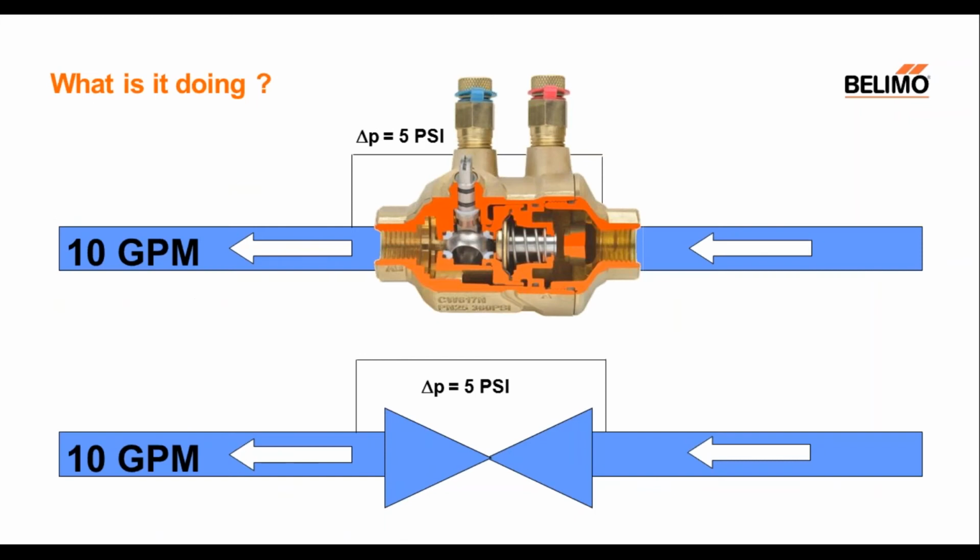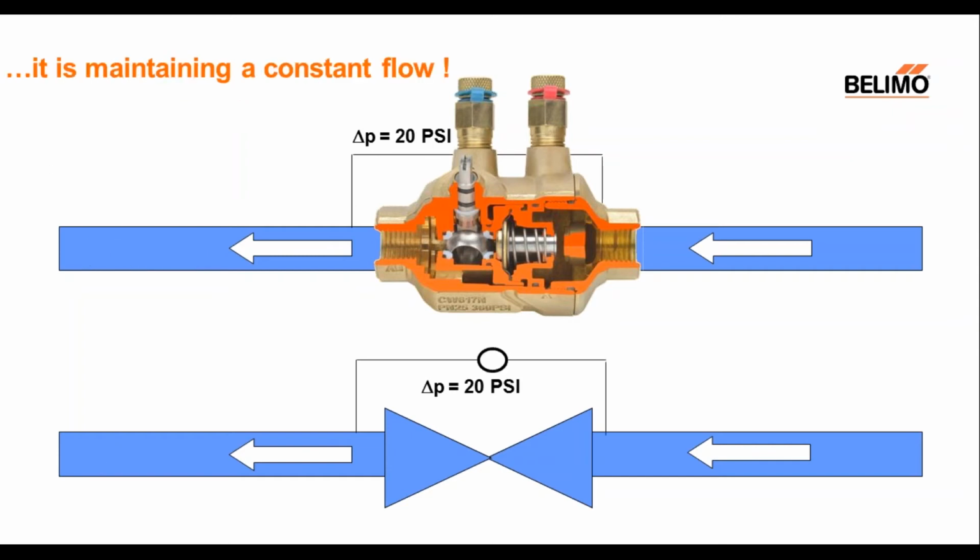Let's look at some cause and effect. In this scenario, I'm depicting a pressure independent valve on the upper rung of this diagram, and the bottom rung shows a pressure dependent valve. At this point, we have a differential pressure of 5 psi in both loops, both the pressure dependent loop and the pressure independent loop. We're flowing 10 GPM.